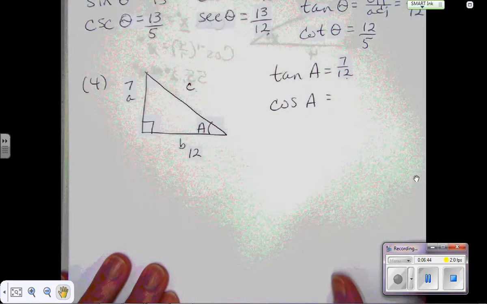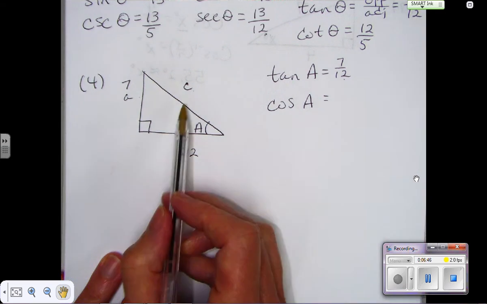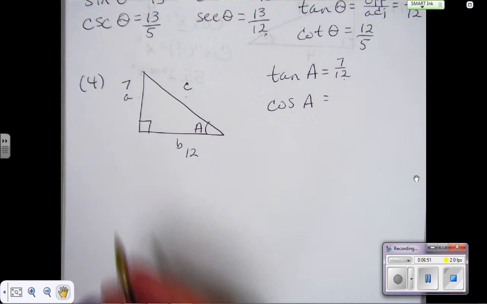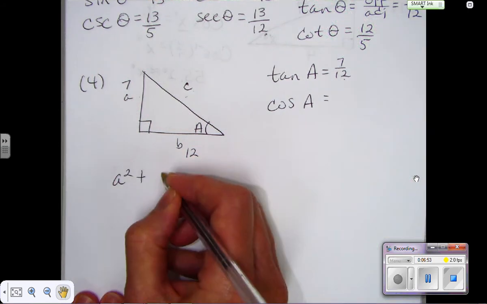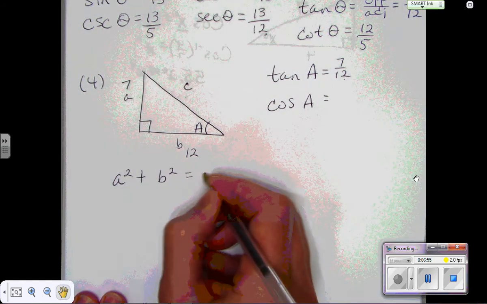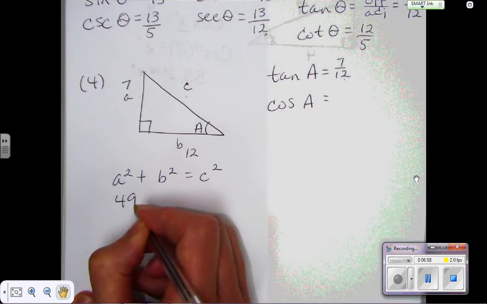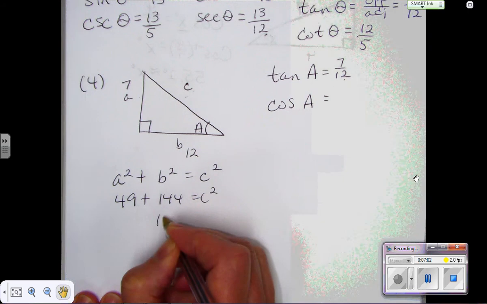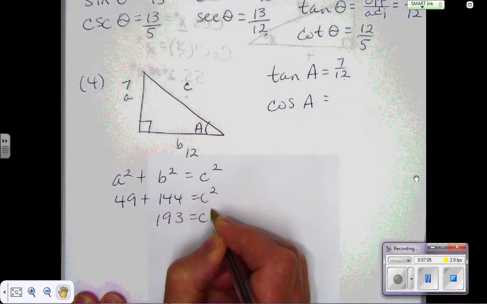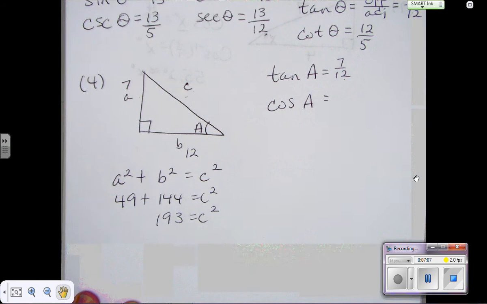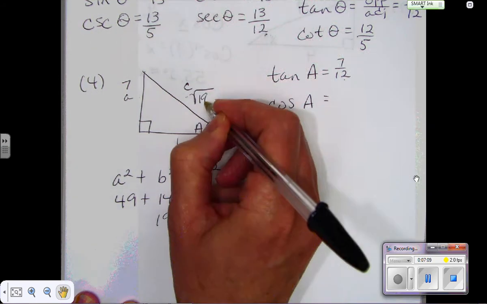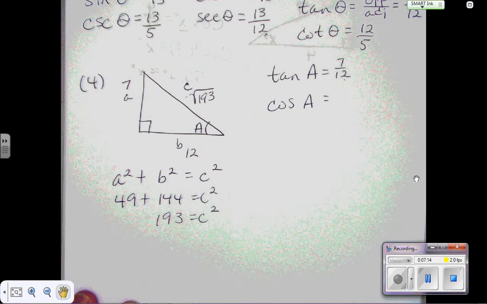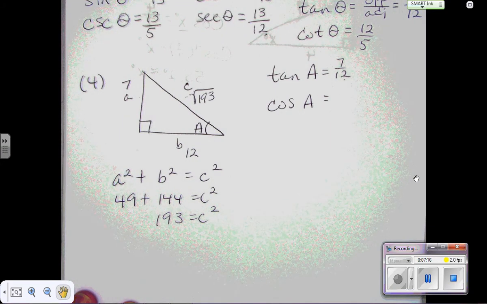Okay, but to get the cosine, I need to know what the hypotenuse is. So I've got to use the Pythagorean theorem again. Okay, so A squared is 49, B squared is 144, that equals C squared. So I've got C squared is 193. So that means that C is going to be the square root of 193. And if you can simplify it, do, but that's a prime number. It's not going to simplify any.